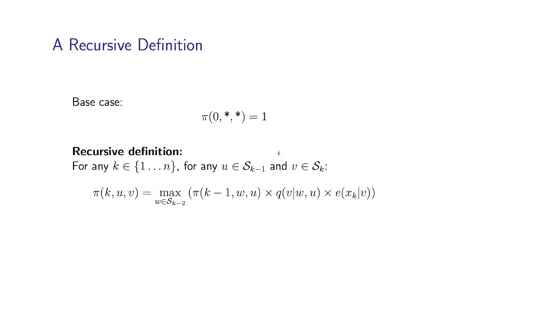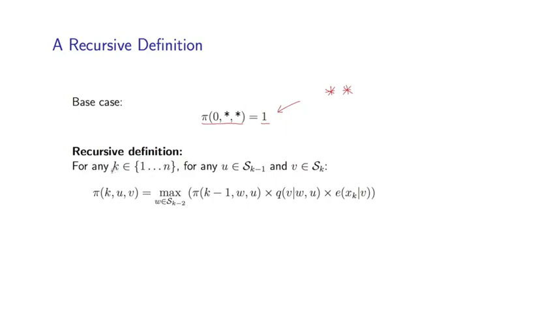So now let's give a recursive definition. The critical idea is going to be that these pi values can actually be calculated efficiently using a recursive definition which is given on this slide. So firstly, the base case is to say that pi of 0 star star is equal to 1. This basically just reflects the fact that every tag sequence starts with star star at its very beginning. And then we have a second definition which is more interesting. This is the recursive definition.